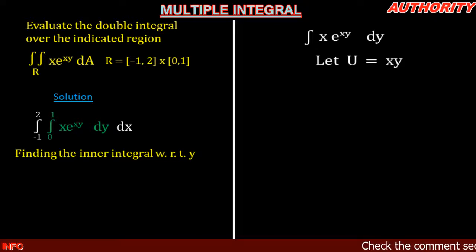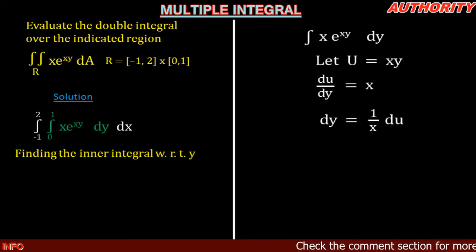Let's call it the letter u. Now let's also differentiate this u with respect to y, because we are looking for the integral with respect to y. When we differentiate, we take x as a constant, and differentiating y gives 1 times x. So here, let's make dy the subject: dy is equal to 1 over x du.